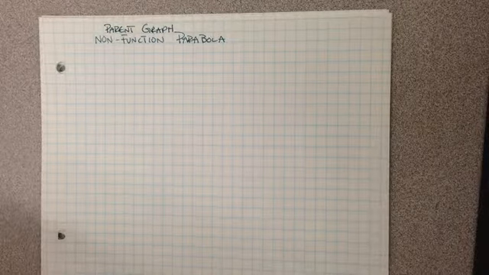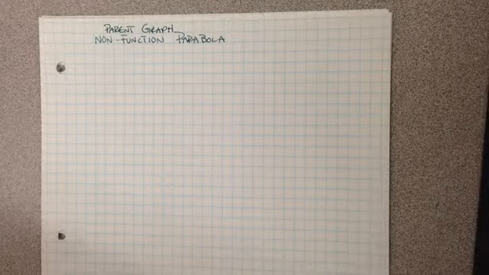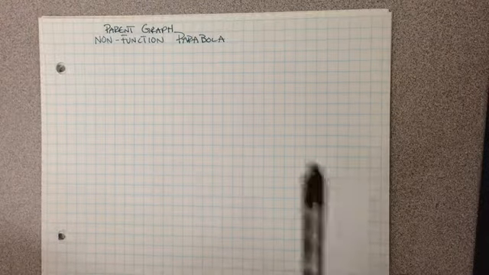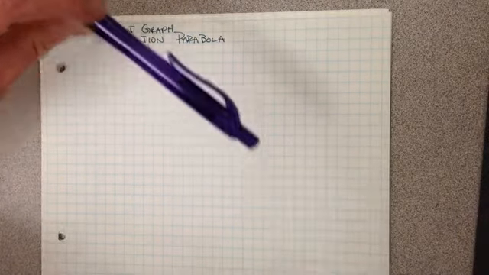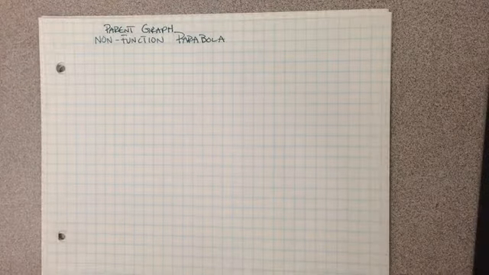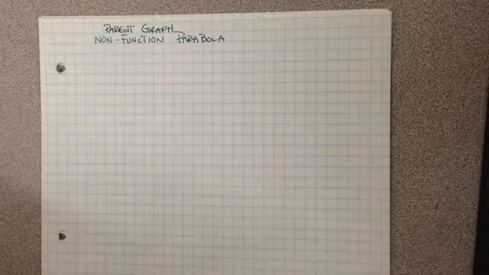This time it is a non-function parabola, and I have now switched to a new color. My purple pen has officially bitten the dust, unfortunately. So now we're going to be using a little bit of a hunter green.